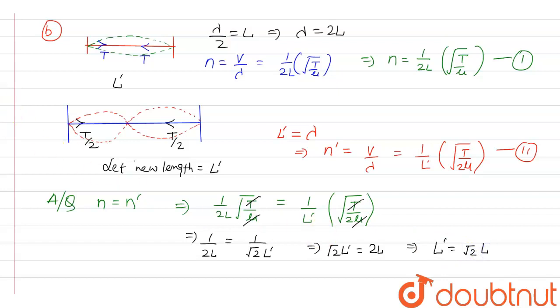So this is the final expression for the new length. Our new length is root 2 times the initial length of the string. We have solved both parts of the question. I hope you are able to understand it.